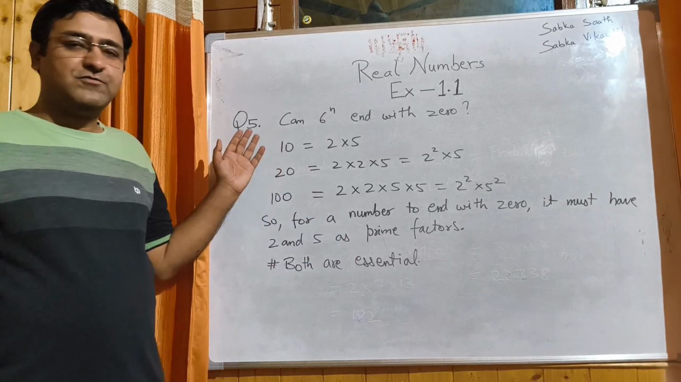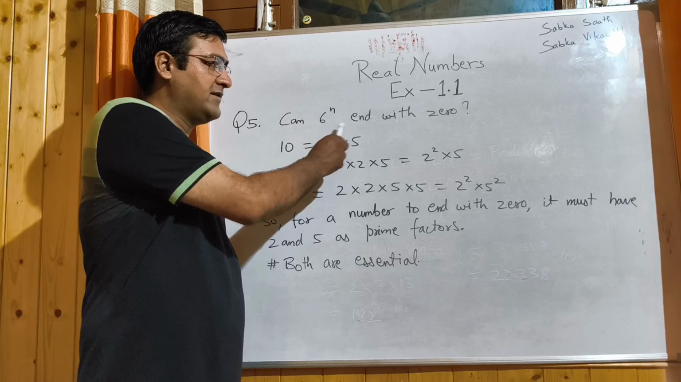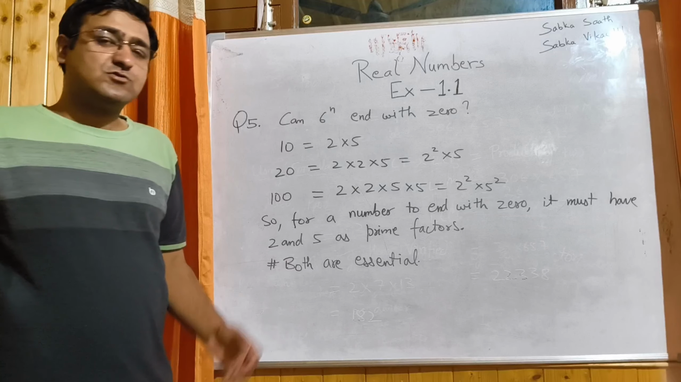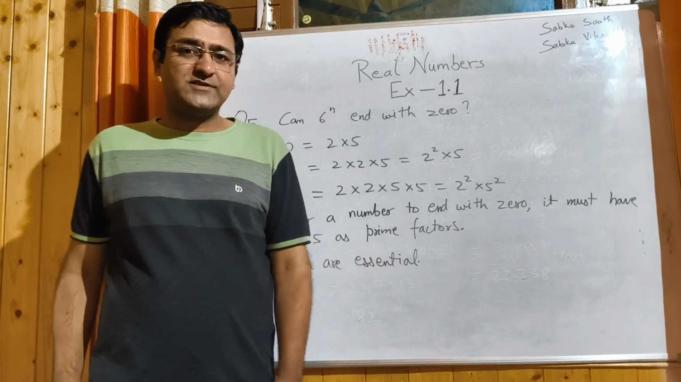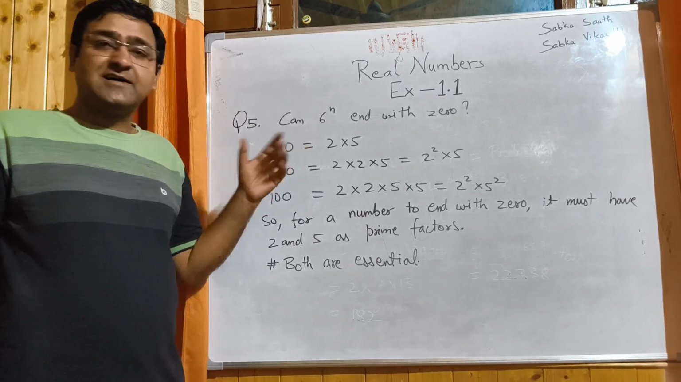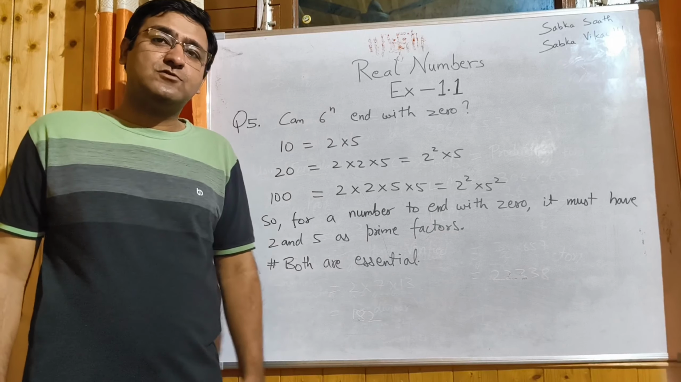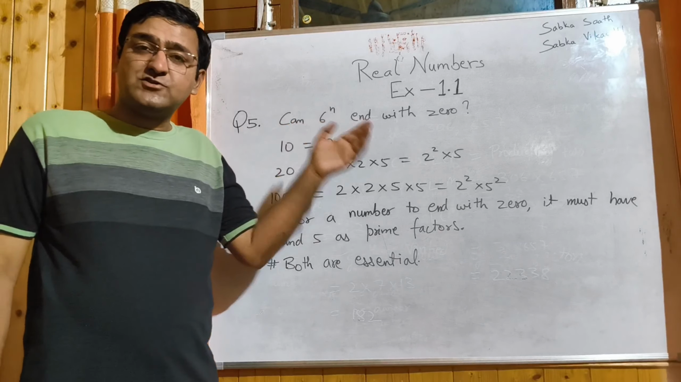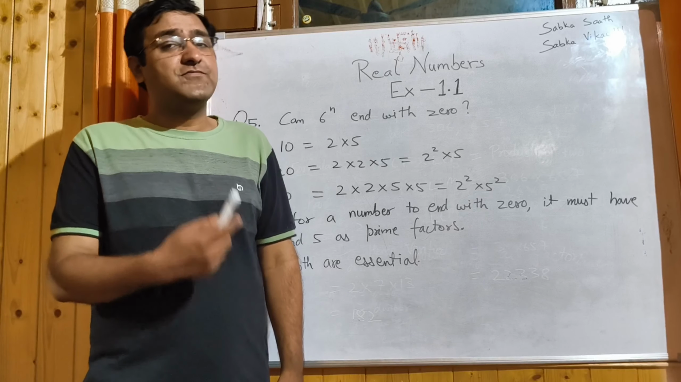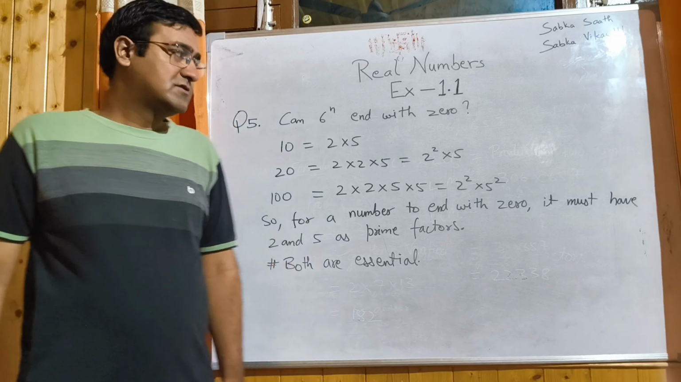Okay, now question number 5 is, can 6 raised to power n end with a 0? This is a very important question for board exams also, and it is asked in various forms. Like there could be a question, can 4 raised to power n end with 0, or can 12 raised to power n end with 0, or it could be 15 raised to power n end with 0.